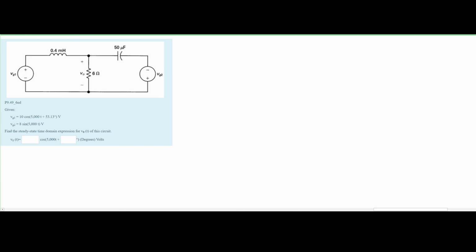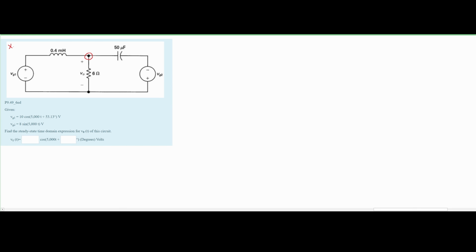So when looking at this, we need to find our v0. And our v0 can be found using the node voltage method. So we're going to look at all of the current flowing into this node, and set it equal to 0. We are going to do a few things. We're going to convert this inductor, this capacitor, and our vg1 and vg2 into a form where we can combine them. So our vg1 and vg2 are going to be in phasor form, and then our inductor and capacitor are going to be our XL and our XC.